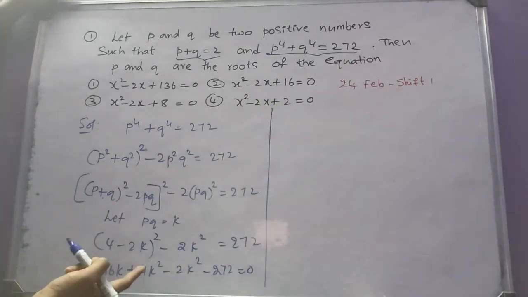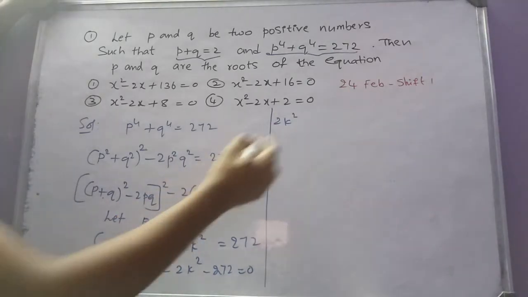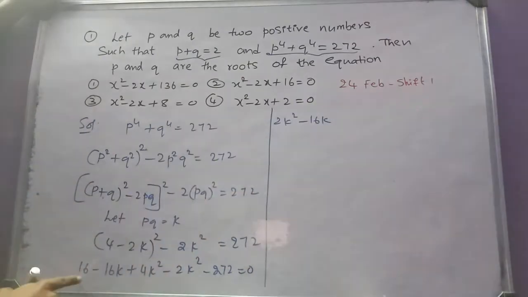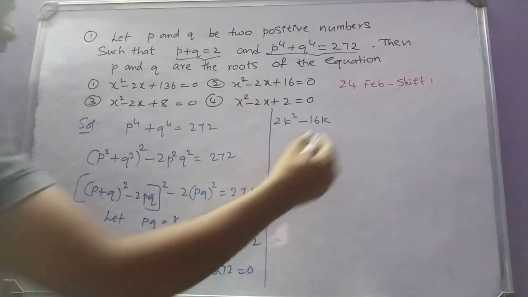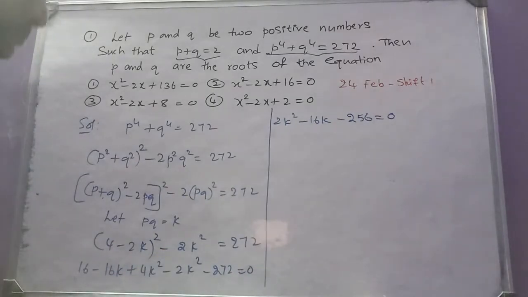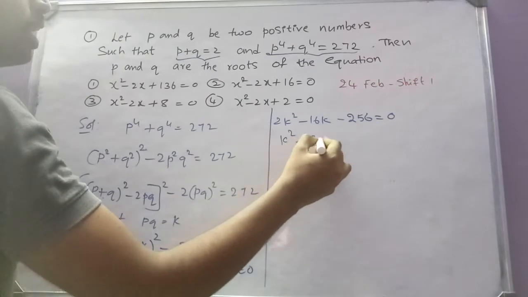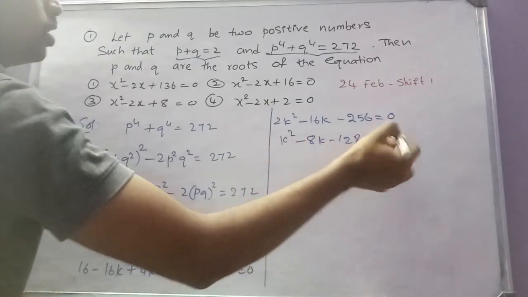And on the LHS, 4K square minus 2K square is 2K square, and then minus 16K, and then 16 minus 272, if you subtract, what do you get? Minus 256. So it is equal to 0, and you can take 2 common, or you can divide with 2 on both sides. What do you get? K square minus 8K minus 128 equal to 0.